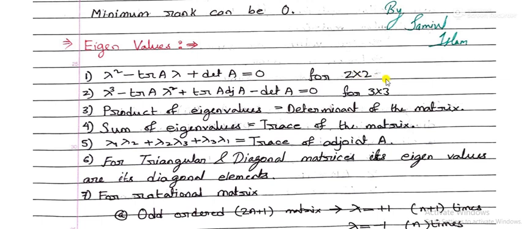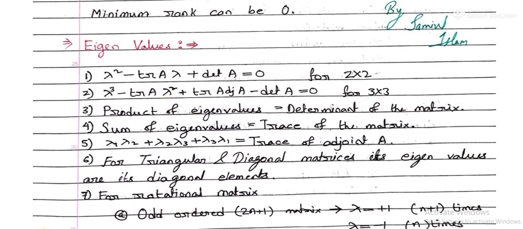So lambda square minus trace of A into lambda plus determinant of A equals 0 for 2 cross 2, and lambda cube minus trace of A into lambda square plus trace of adjoint A into lambda minus determinant of A equals 0 for 3 cross 3. Now the product of eigenvalues is the determinant of the matrix. The sum of eigenvalues is the trace of the matrix.